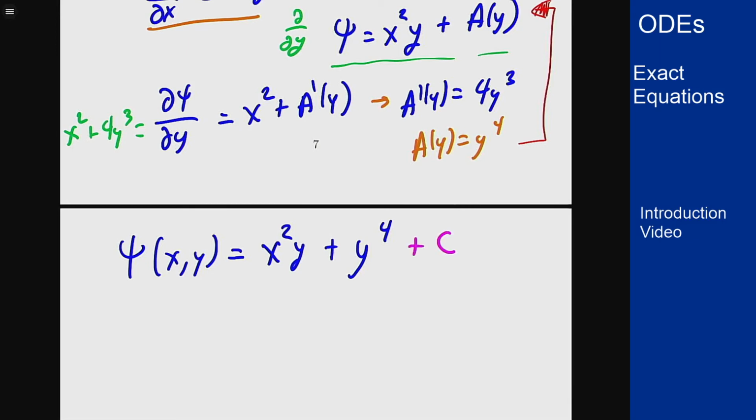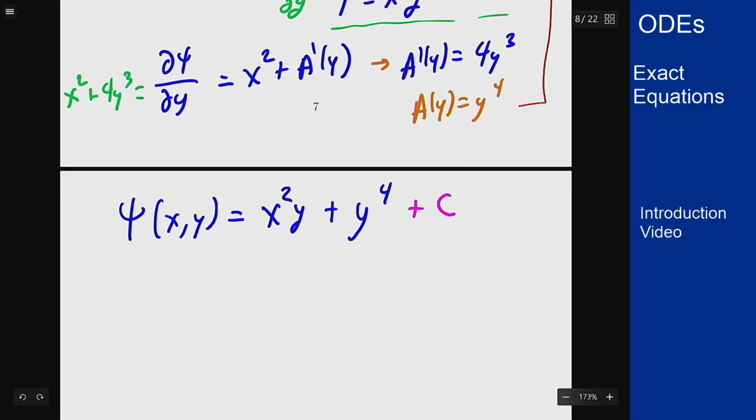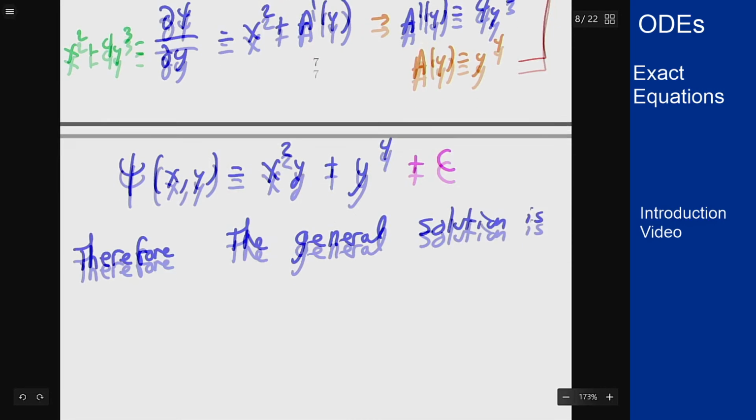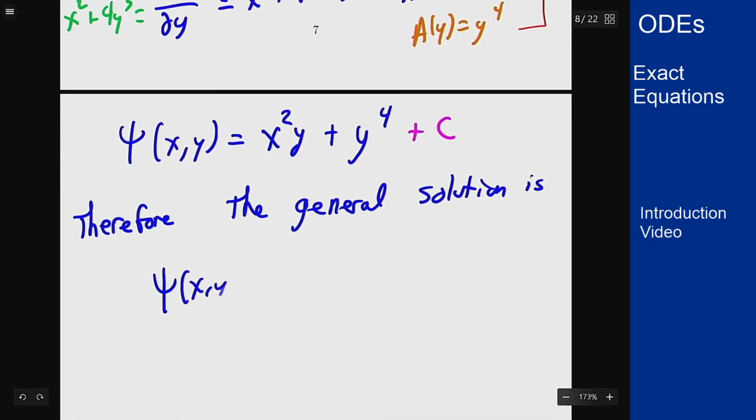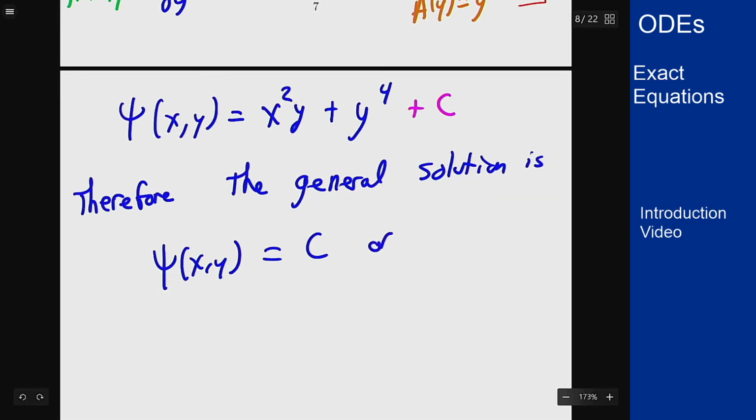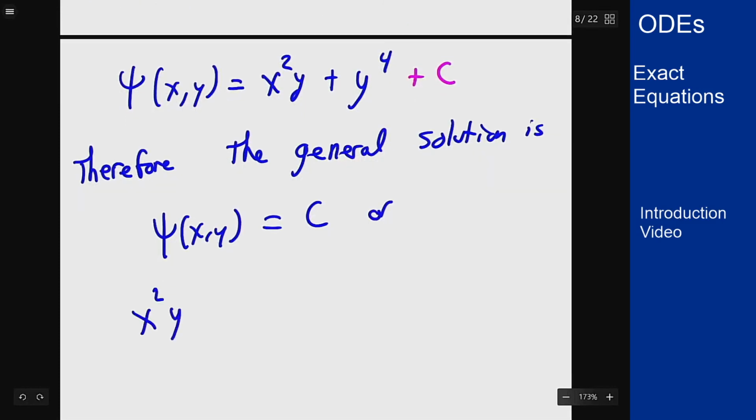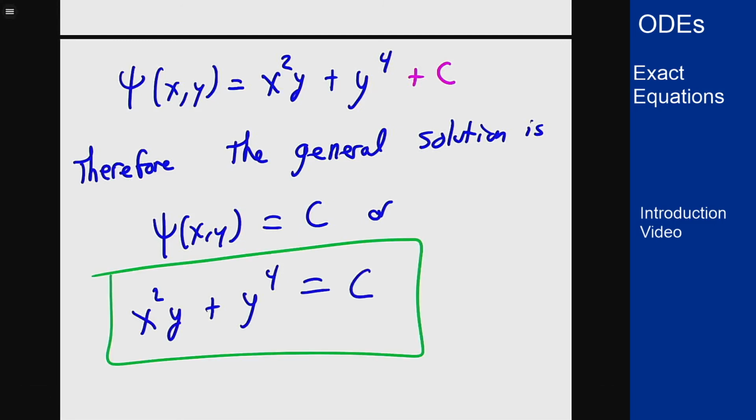Because the way I'm going to use this function is by then saying, therefore, the general solution is psi of x,y equals a constant. So really, I can kind of absorb this c into here, and it's not going to make a difference. Or x squared y plus y to the fourth equals a constant. If we had an initial condition, we could then plug it in to see what c had to be. But this is what we get for a general solution for this type of problem.